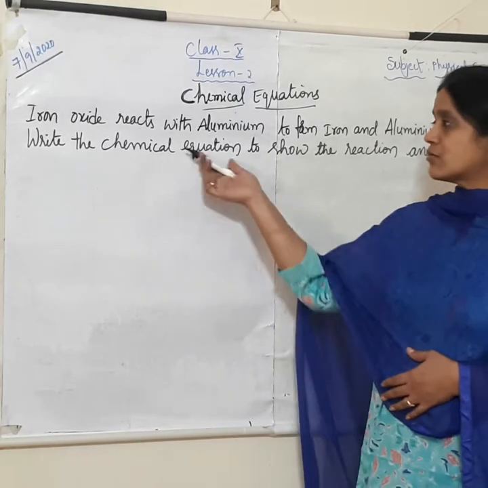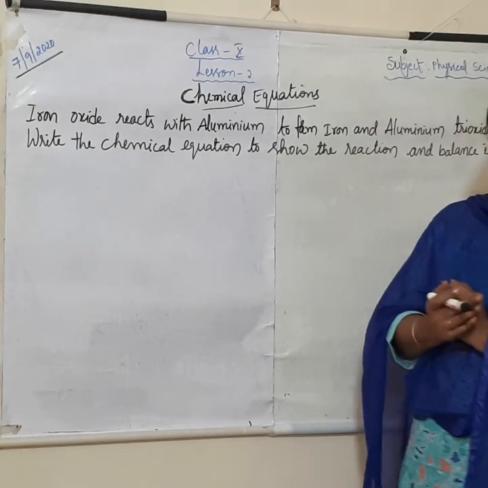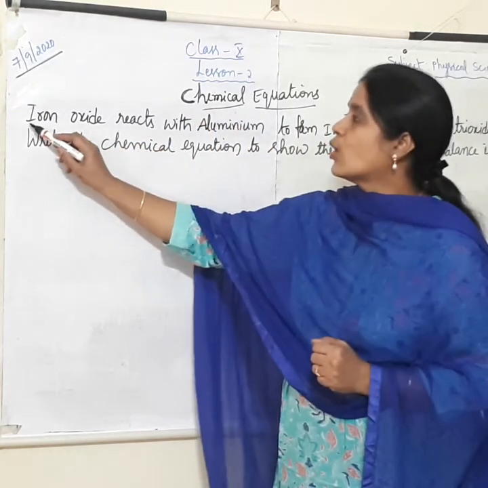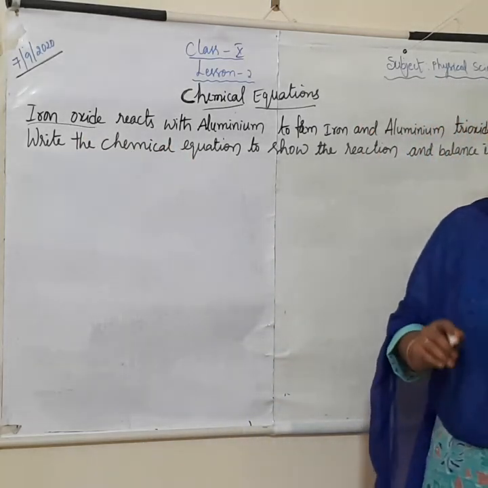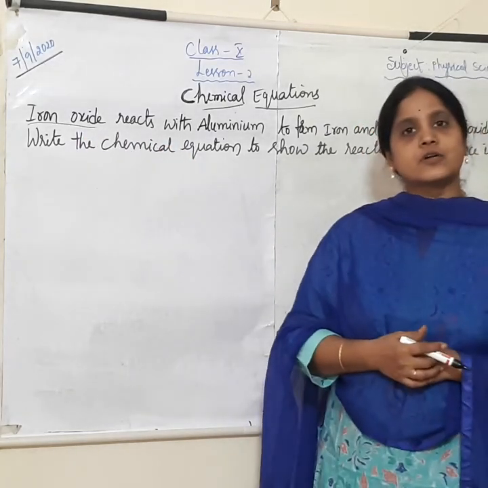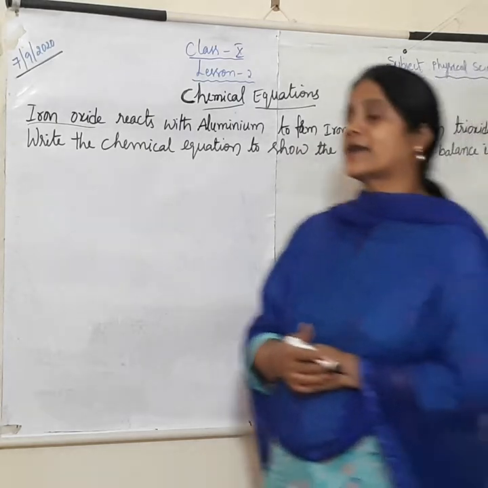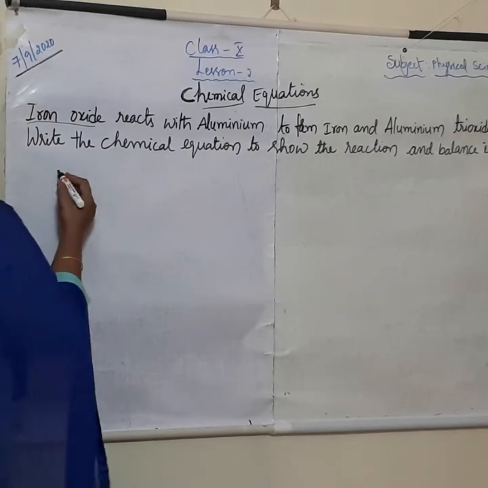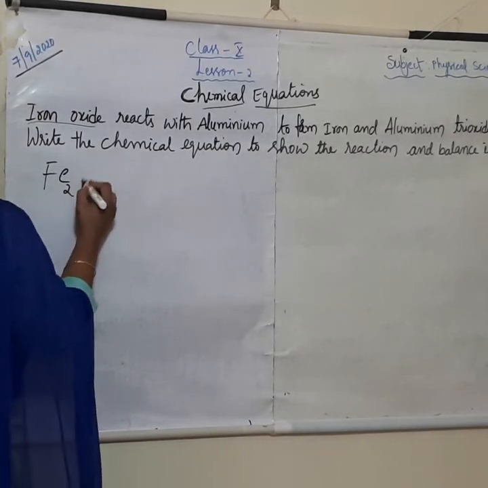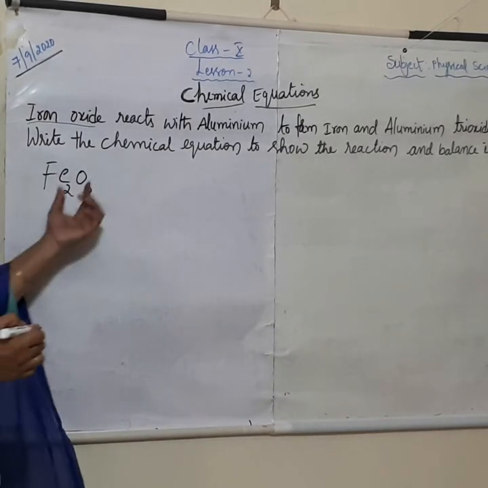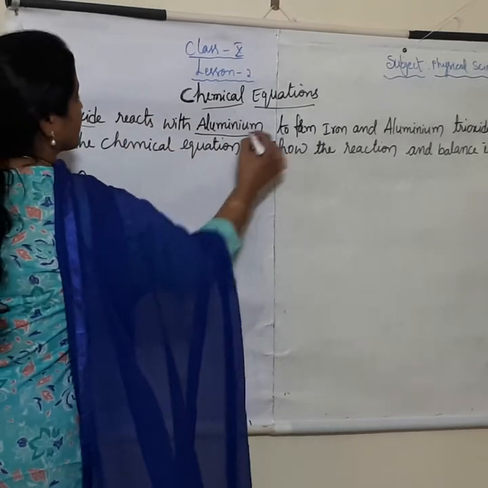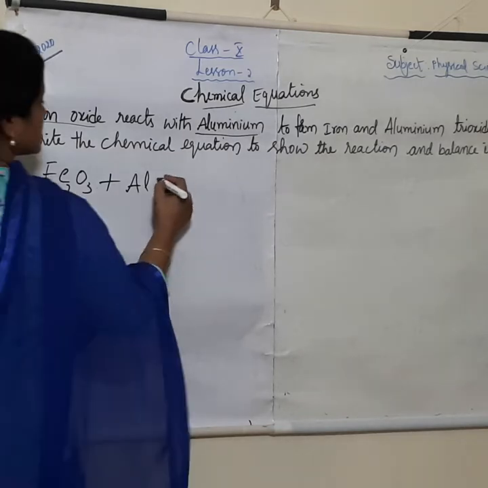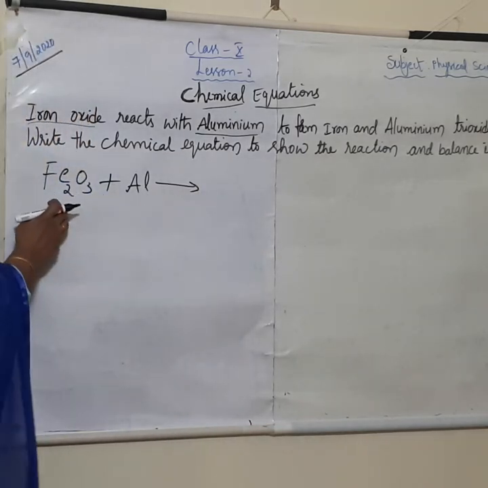We'll follow the steps. First you have to know the chemical formula of those particular compounds. Here, iron oxide is given. So what is the chemical formula for iron oxide? Iron is represented with Fe, oxide means oxygen. So iron oxide is Fe2O3.